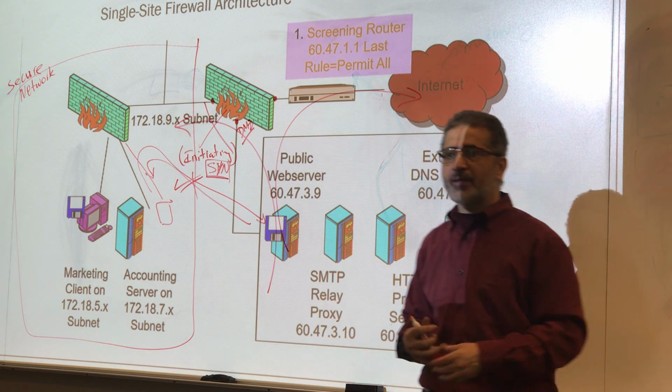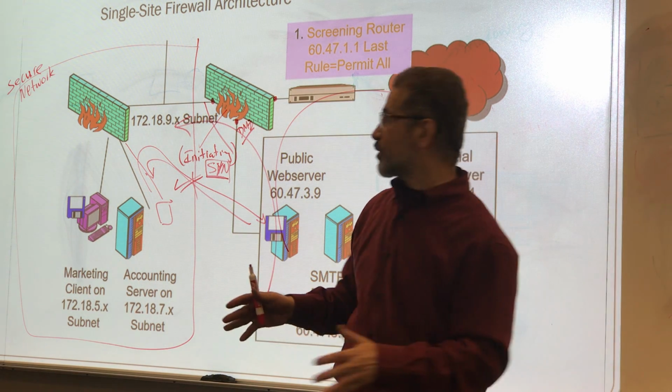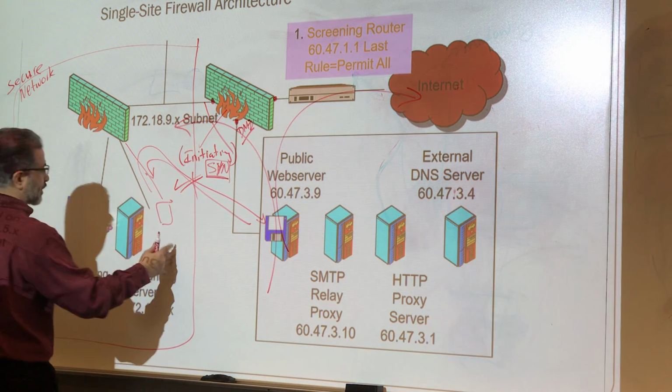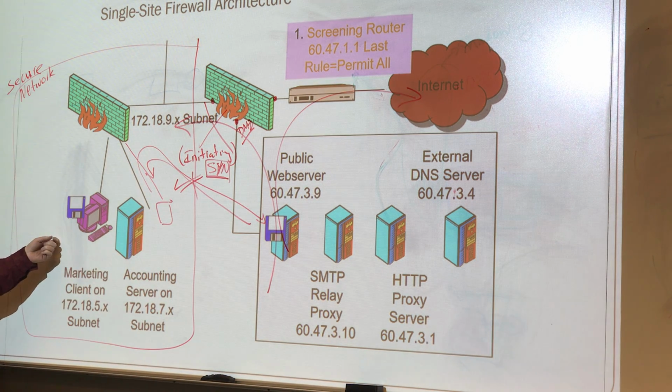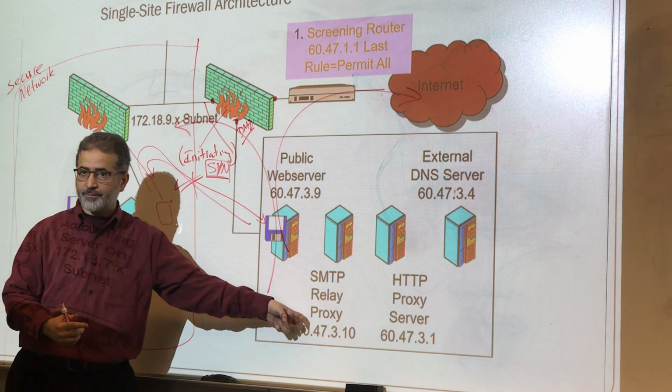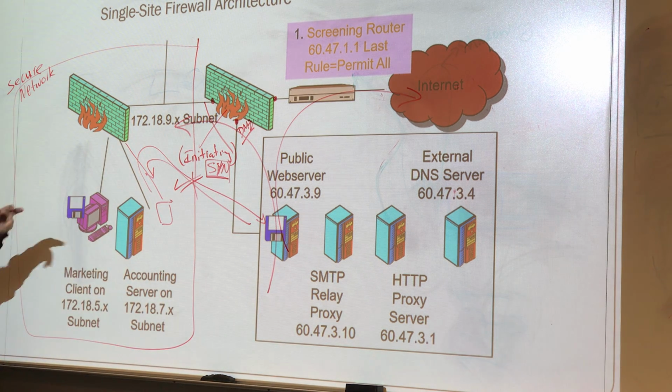So rule number one is to look at the assets in your network, which is here, and ask which of these assets are supposed to be publicly accessible. Web servers are accessible by the public, so I shift them here. HTTP proxy. DNS. DNS needs to be accessible by the general public in order to access your resources.